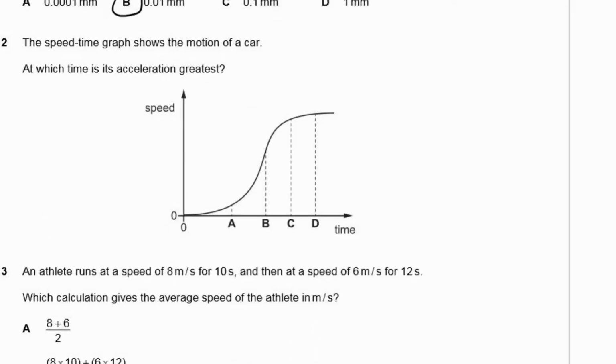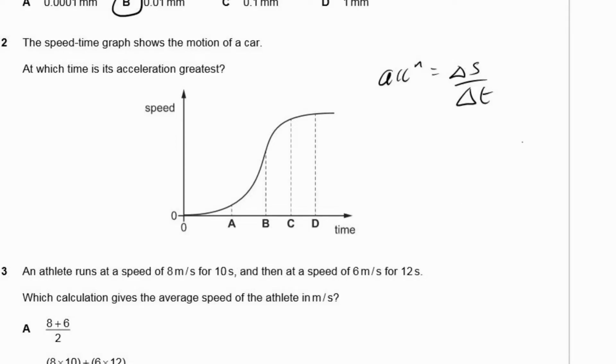Question 2. The speed time graph shows the motion of a car. At which time is the acceleration the greatest? Alright, well, acceleration is change in speed over change in time. Technically, it's change in velocity over change in time, but you'll find they do this a lot in exam papers where they just conflate the two of them. Nonetheless, change in speed divided by change in time.